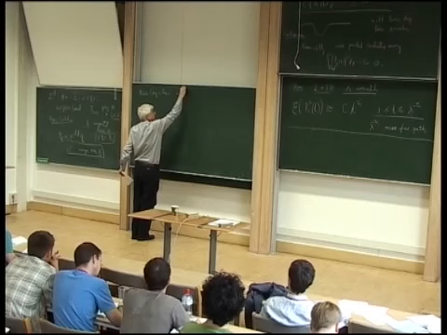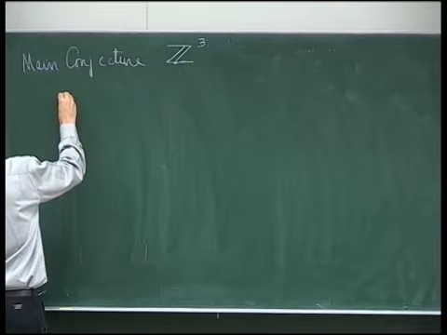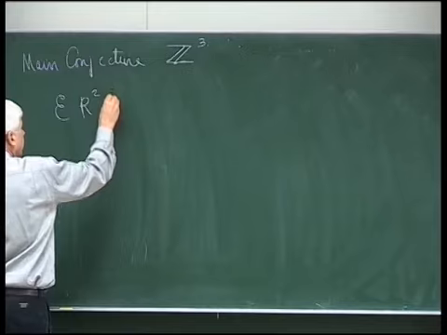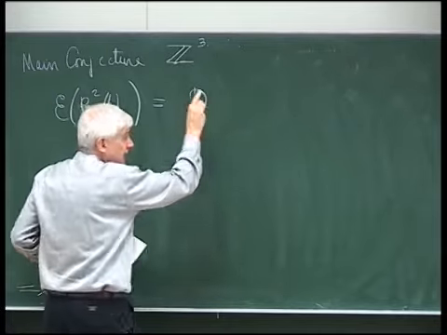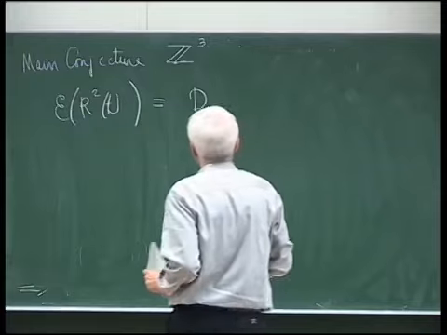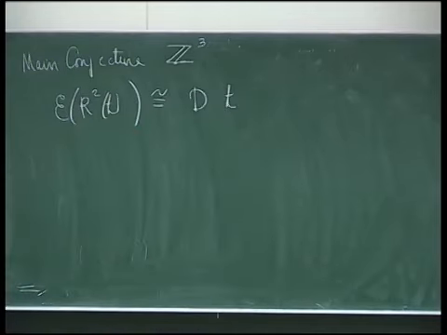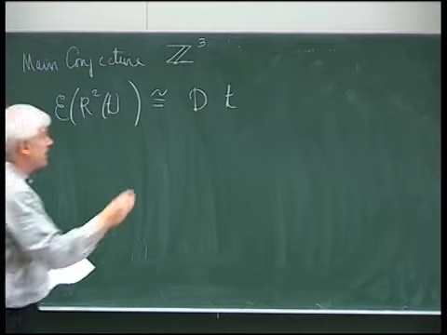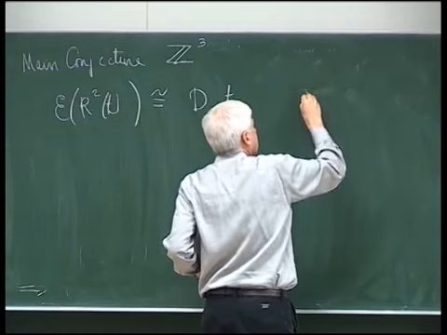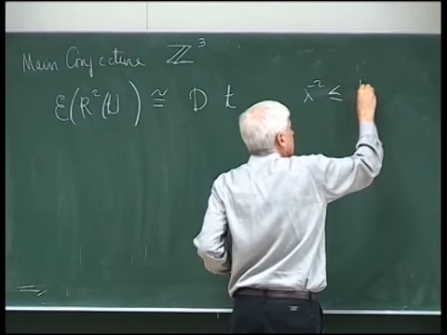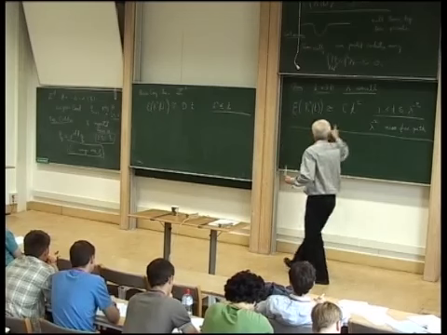Z2 is a little different, as we discussed last time, but let me say what should happen, and that is that the expectation of r squared of t should be D times t, another D from the one before, of course. That it grows diffusively. This is diffusion. And this is the time scale here, t bigger than lambda to the minus 2. Yeah. The time scale has to be bigger than lambda to the minus 2 to see it. Otherwise, you see this behavior.